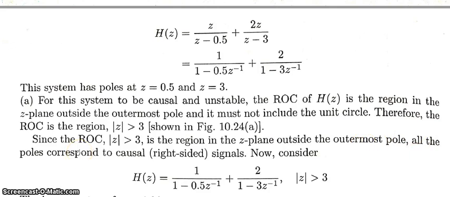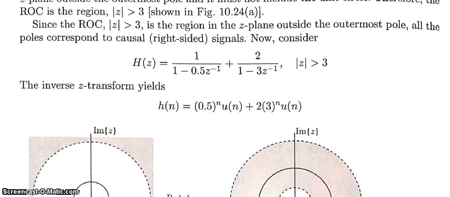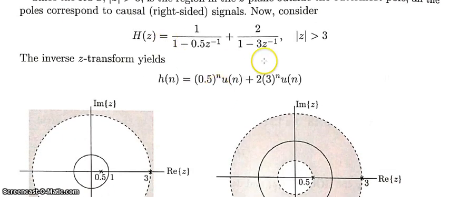For the system to be causal, the ROC of h of z must be the region outside the outermost pole, and for the system to be unstable, the ROC must not include the unit circle. Therefore, the ROC is the region mod z greater than 3, and this satisfies both cases, that is, the system is causal and unstable. Now h of z is this expression with condition ROC mod z greater than 3.